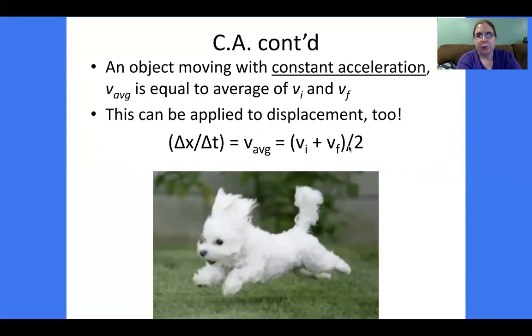So for an object moving with constant acceleration, it means that the average velocity is equal to the average of VI and VF.